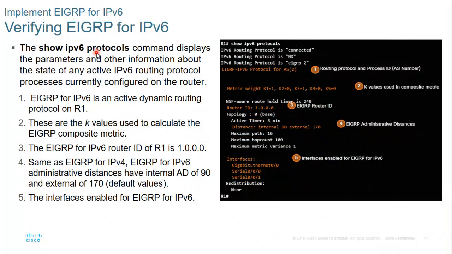If you use show ipv6 protocols, you can see that the running protocol is EIGRP for IPv6 and it is running on autonomous system 2, and then you would see the weight of the metrics, what is on and what is off. In this case, the normal default is on: bandwidth and delay. And then you can see the router ID, you can see the administrative distance, and you can see the interfaces enabled for EIGRP.